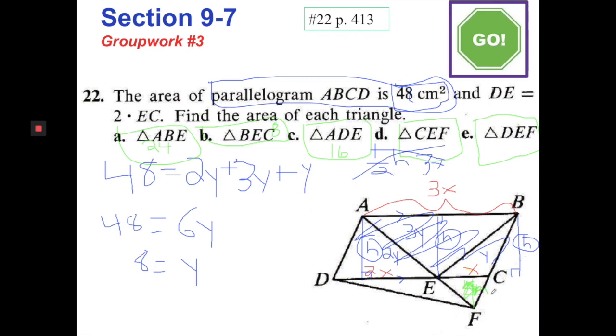Hopefully you get this. I'm going to label up a little bit differently. I'm going to label this triangle CEF. So I'm still going to start with that, but I'm also going to label this triangle right here. We already know this triangle. This is ADE. What do we know about ADE compared to CEF?